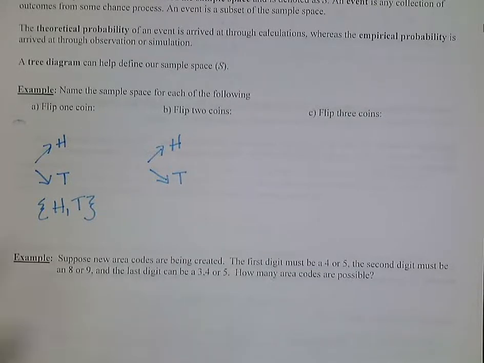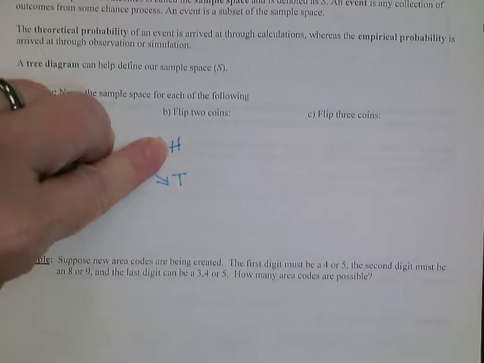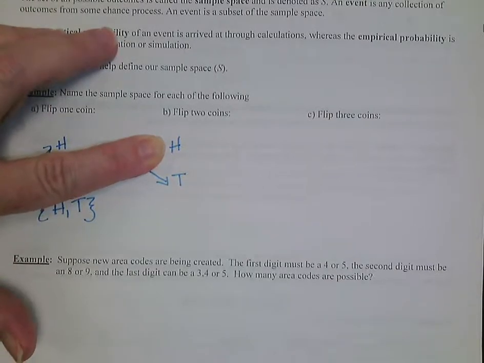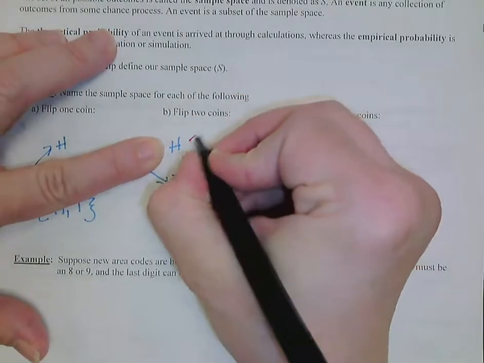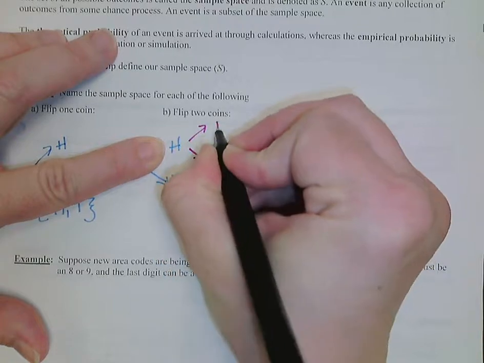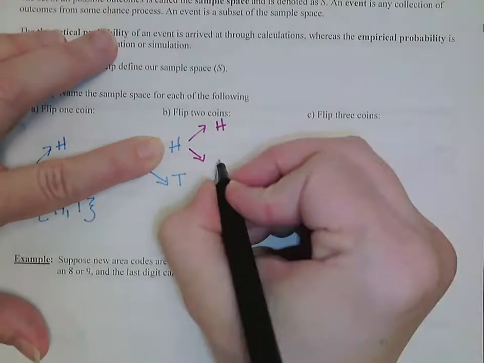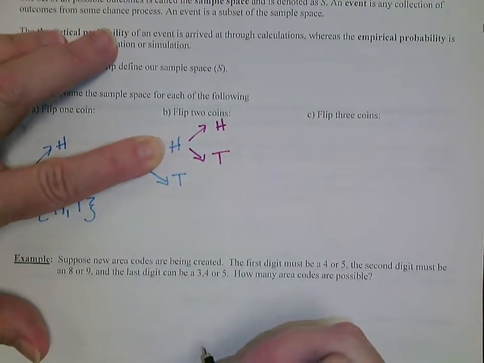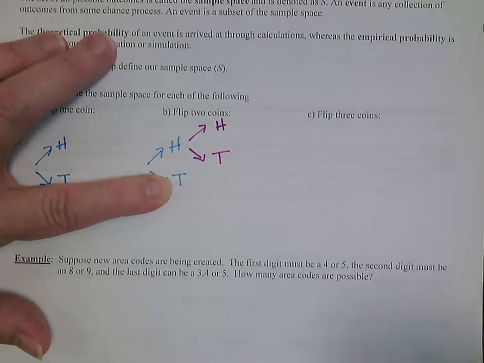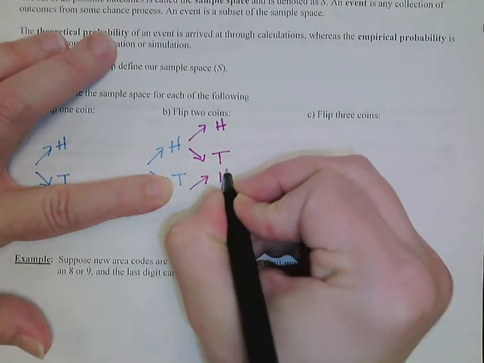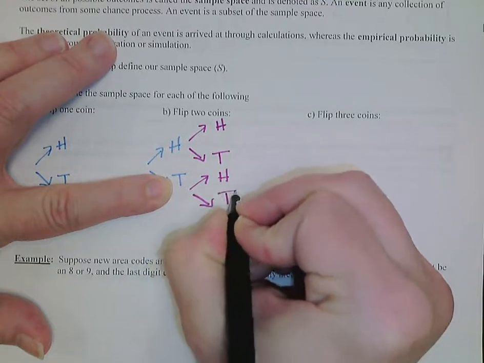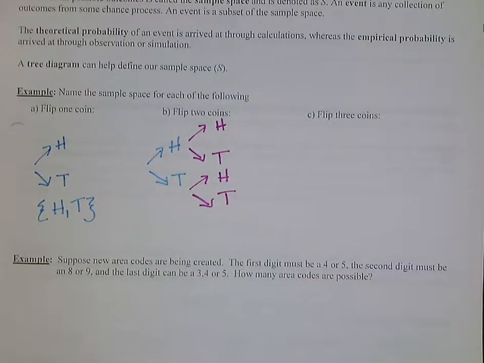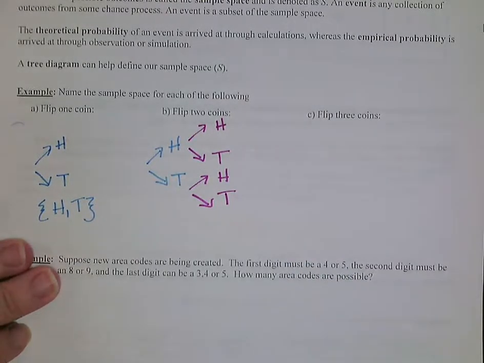So let's say that my first coin gives me a heads when I flip it. When I flip the second coin, it could either be heads or tails. And if the first coin flips tails, when I flip the second coin, I could either get heads or I could get tails. So now I actually have four possible outcomes in my sample space.